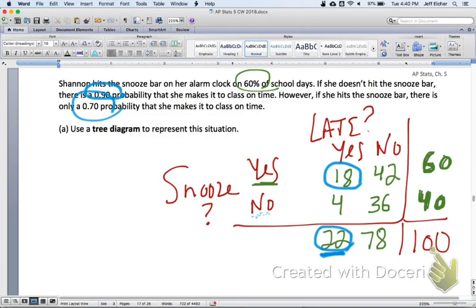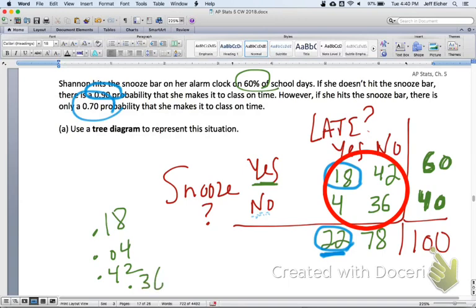I do want to point out, and also just so I can use this circle option. Ta-da! Sorry, I need to work on my timing. These numbers are all the numbers that we had on our branches. Remember, we had the 0.18 on a branch, we had 0.04 on a branch, we had 0.42 on a branch, and we had 0.36 on a branch. All those numbers match what our tree diagram had. Let's now look at another tree diagram. Turn the page.